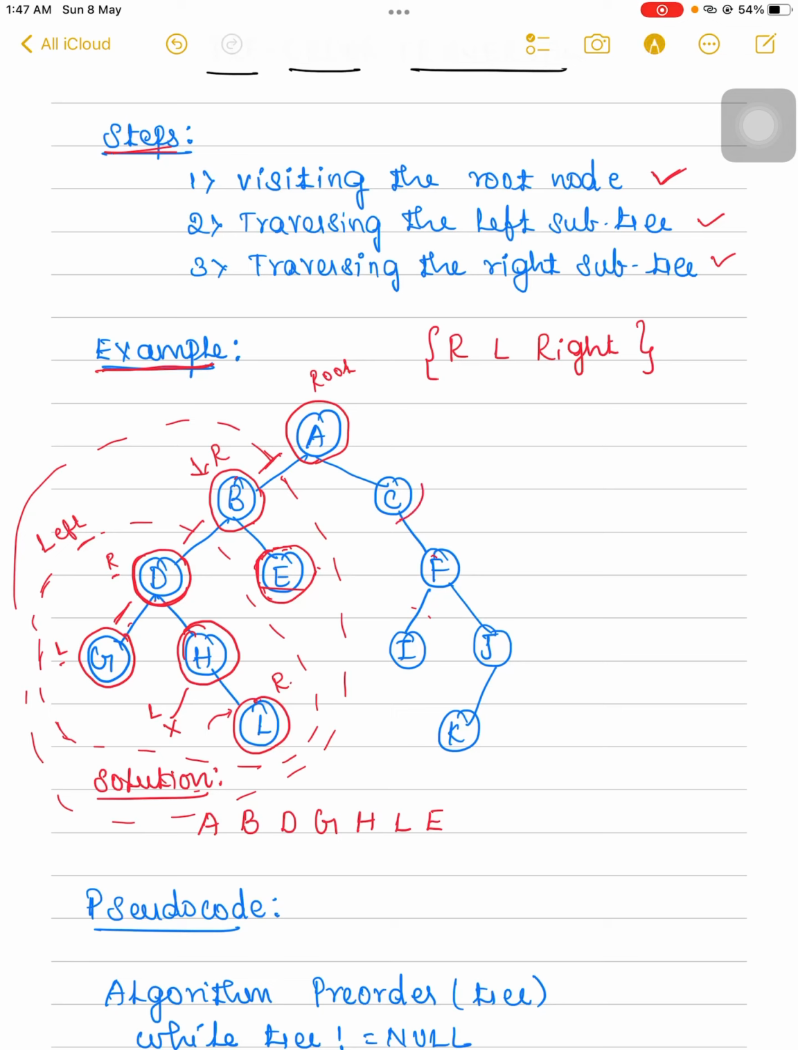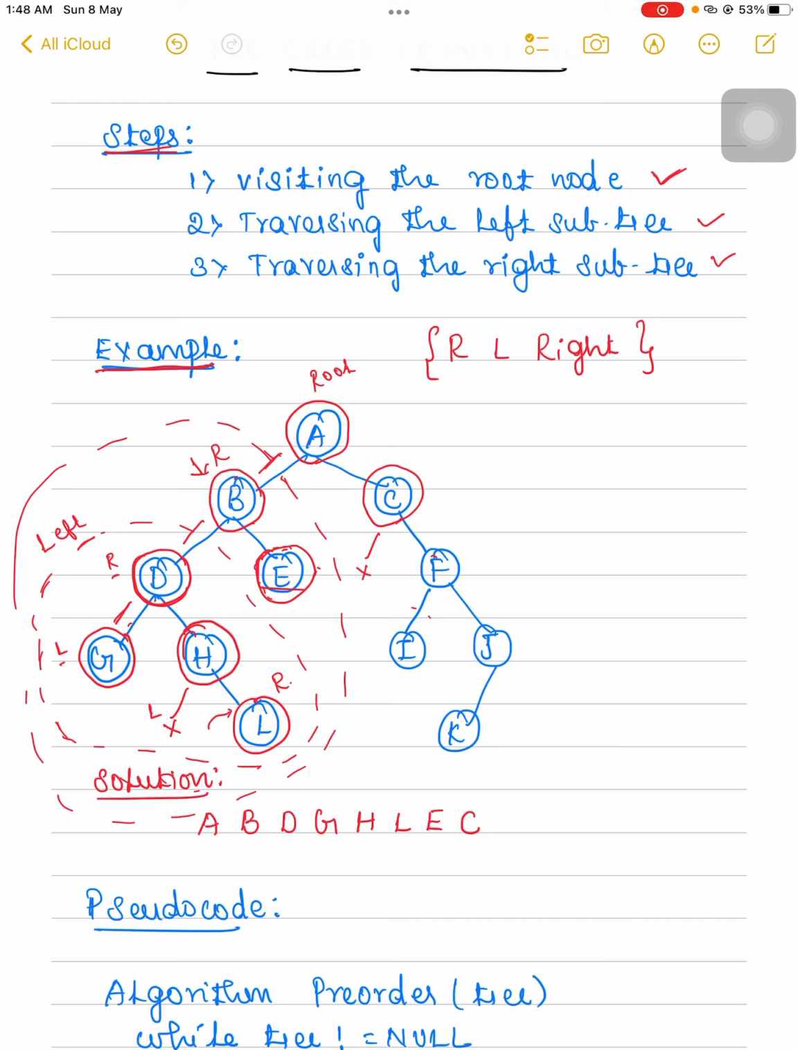is C. When we check C, C is again acting as a root node for the node F. So the node C will be visited, because according to the steps given here, the root node must be visited first. Since the node C is acting as a root node for the node F, the node C should be visited first. After visiting the root node, it is supposed to move on to the left subtree, but there is no left subtree for the node C. So it has to move on to the right subtree.